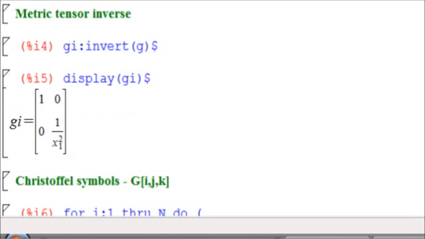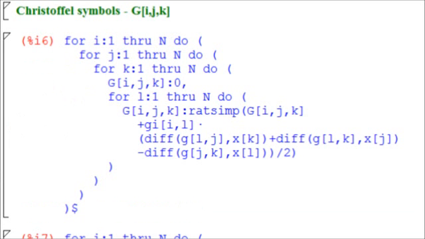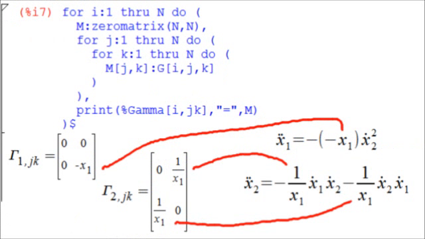I tell it to find the inverse of that metric tensor, of that matrix, and display it. And there you see the inverse matrix. It just has 1 over x1 squared, literally the inverse of the corresponding term above. Now we put in all that mess we had for the Christoffel symbols. Looks a little complicated, actually fairly straightforward. We're just stepping through i, 1 through n, etc. Maxima spits out the answer. The gamma 1jk matrix corresponds to the curvature equation for x1, and the gamma 2jk matrix to the curvature equation for the x2 coordinate.